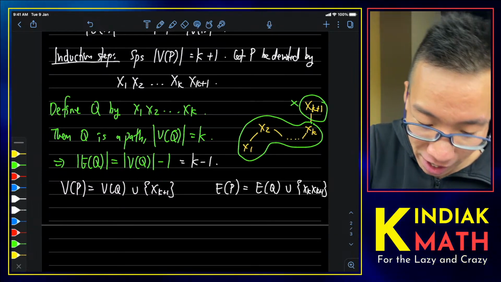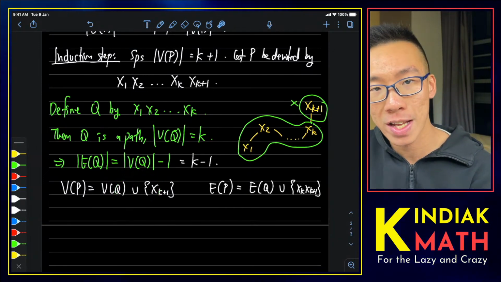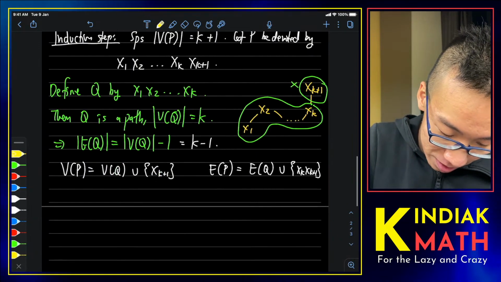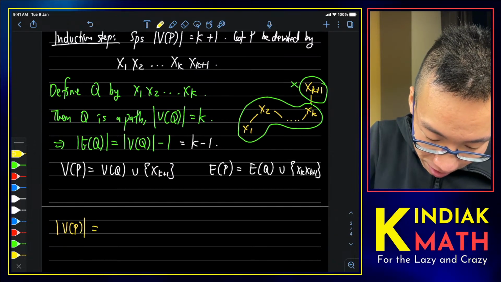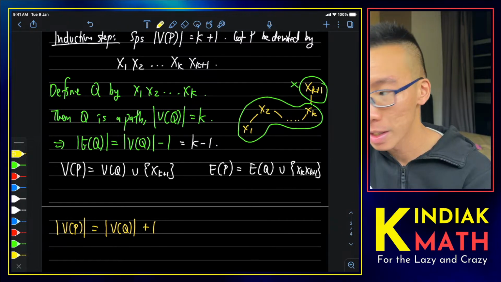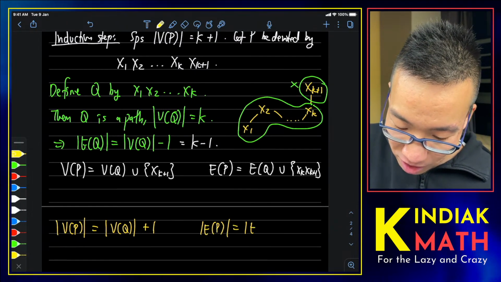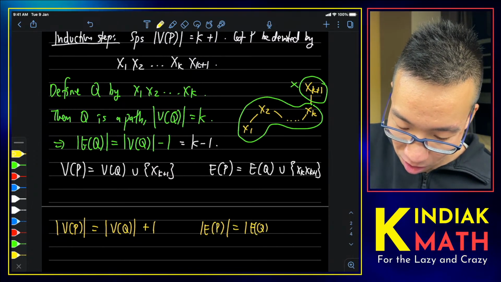And so when you have that, what does that tell us? We know that these two sets do not overlap. So that tells us that the number of vertices in P is the number of vertices in Q plus 1. And the number of edges in P is the number of edges in Q plus 1.